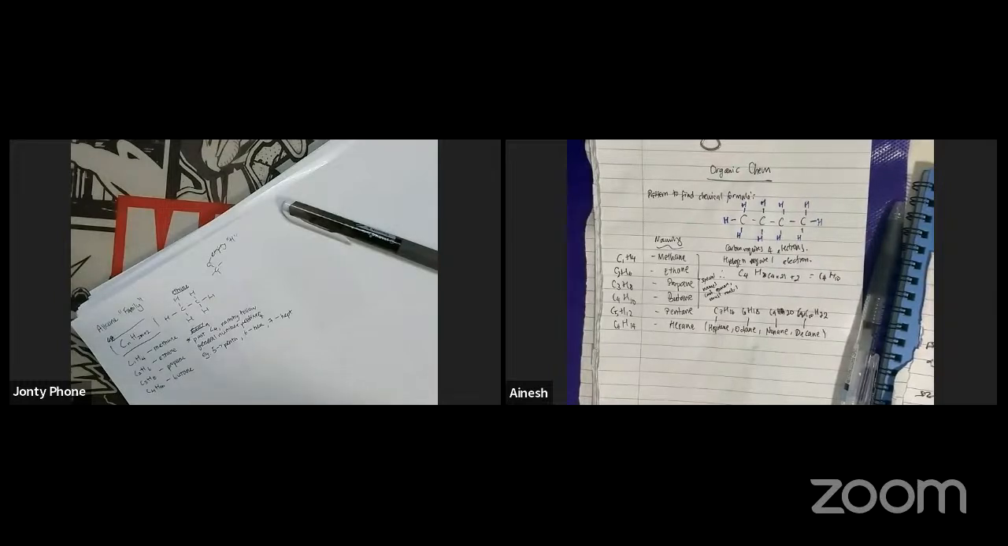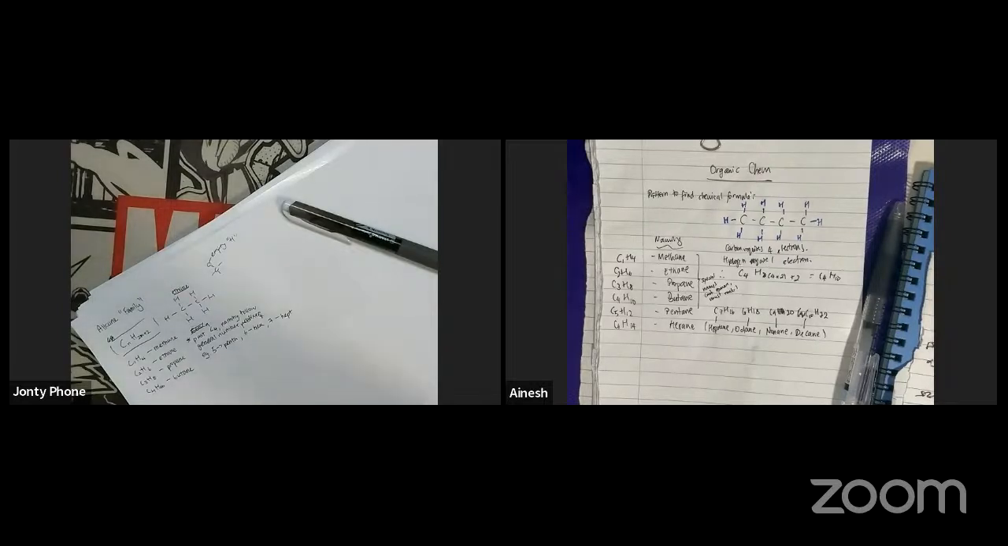So good job, Ainesh. Now C. Well, good H. Good. Thank you. Now observe what I'm doing. Please confirm that this is also C5, both of you. Yes or no? Yeah.